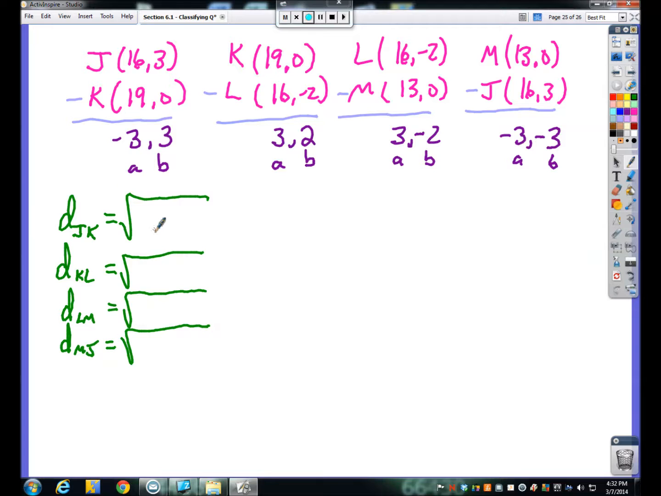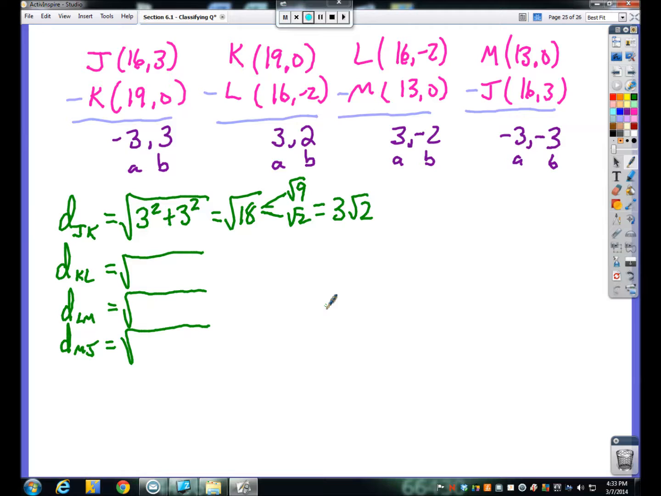So the square root of, first one here, again, we can ignore the negative with the distances. So 3 squared plus 3 squared. Well, let's see, that's going to be 9 and 9, which is 18. And the square root of 18, ooh, I get to simplify this. That's the square root of 9, the square root of 2. So this is really 3 root 2 simplified.